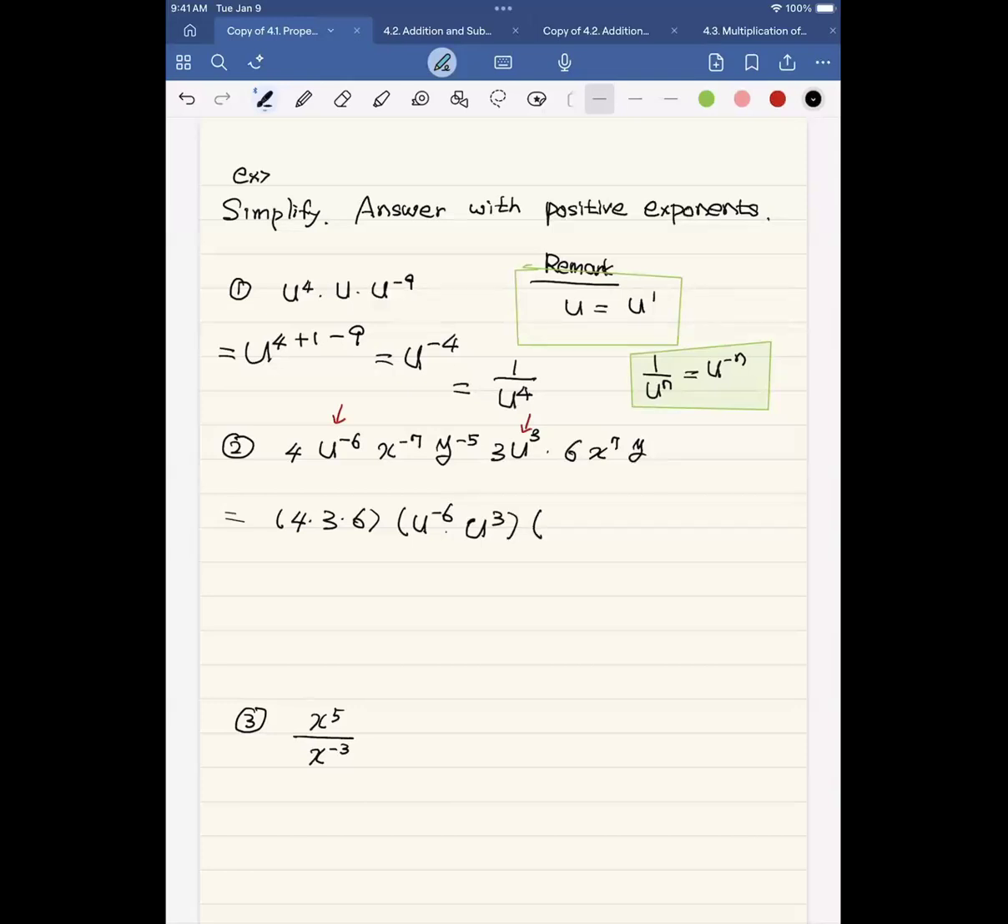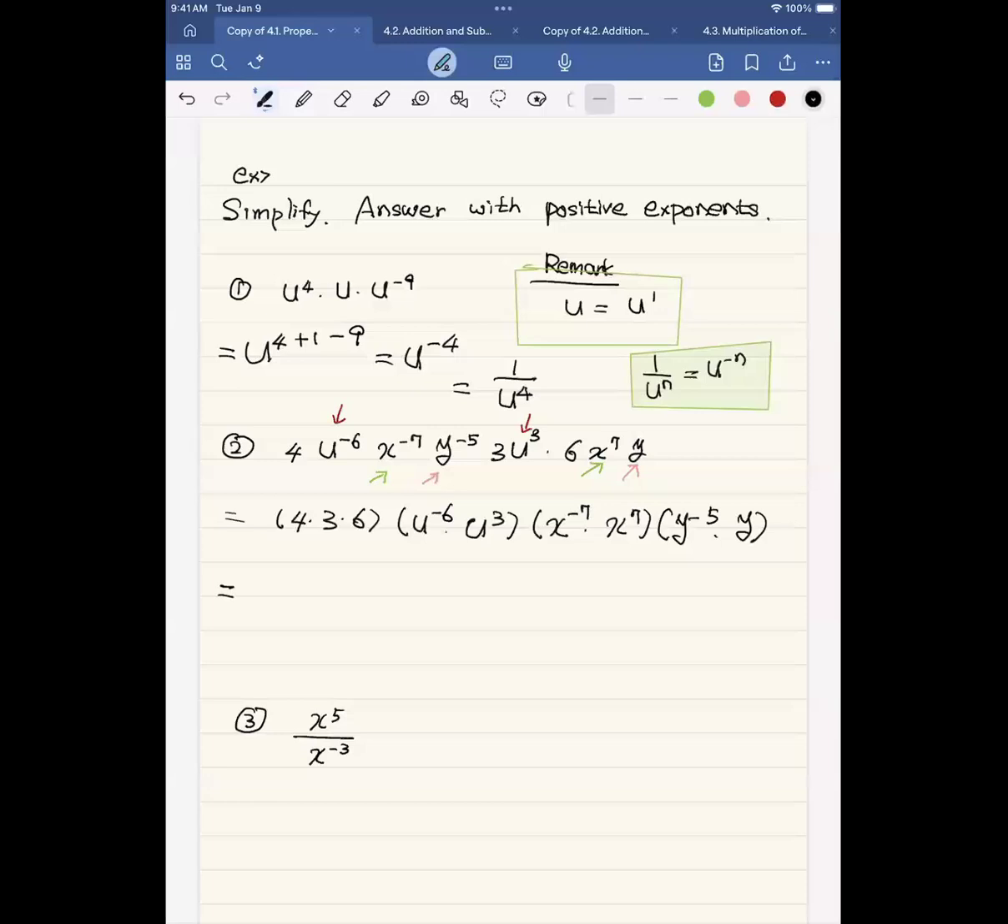times, we consider the base number x, then x to the negative 7th power times x to the 7th power. Lastly, we have the base number y, then y to the negative 5th power times y.